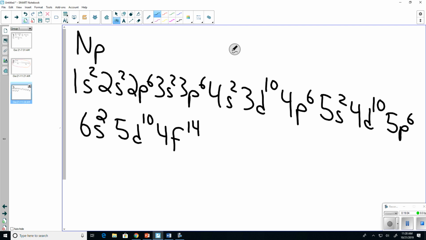After the 5d10 should come 6p6. Now, ladies and gentlemen, don't worry what order you put your d's and your f's in. If you flip them around, it's perfectly fine. Some people will just put 4f14 and 5d10 after the 6p6. I'll accept either version. After 6s2, after 6p6, we get to 7s2. And that gets us to radium, element 88. We are almost there. After 88, we have to do 89, which is 5d1.